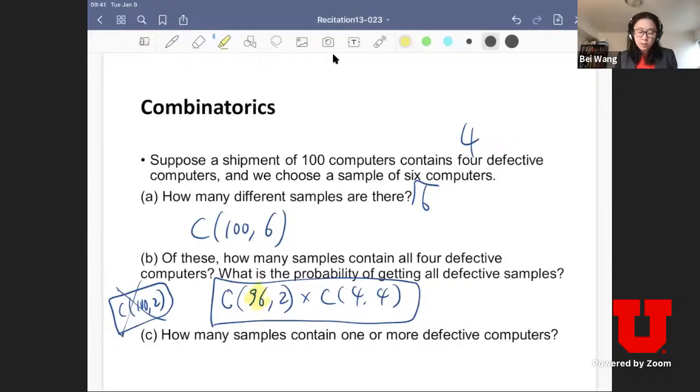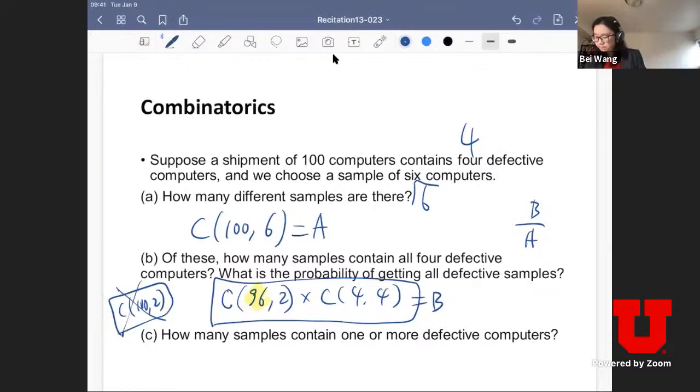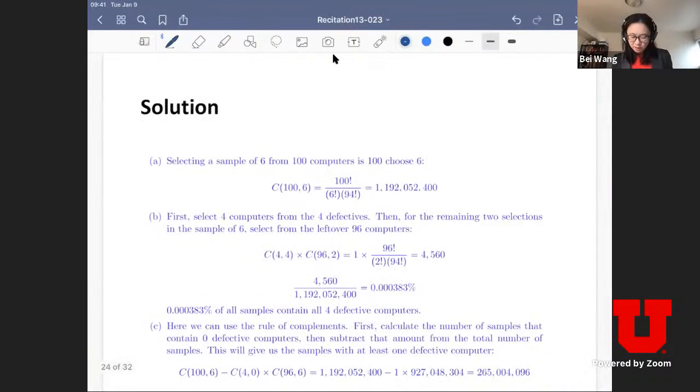Okay, so now what is the probability? Let's say this number is B, and the total number of samples is A. The probability is B over A. It turns out to be a very tiny probability. I'm not going to spell it out, but this is the probability.